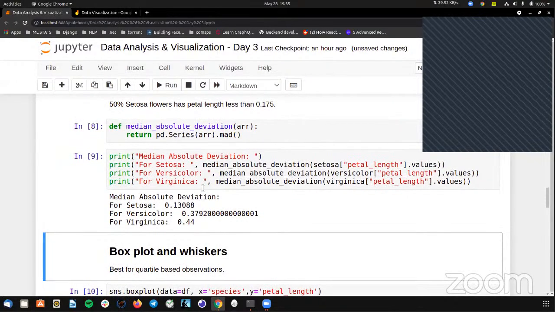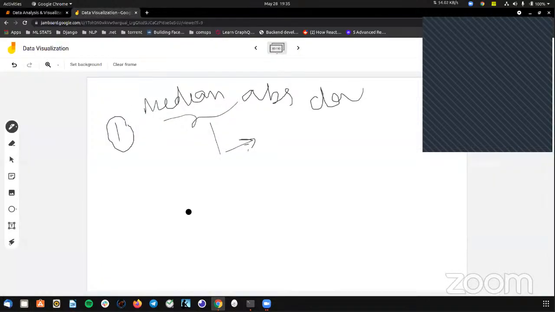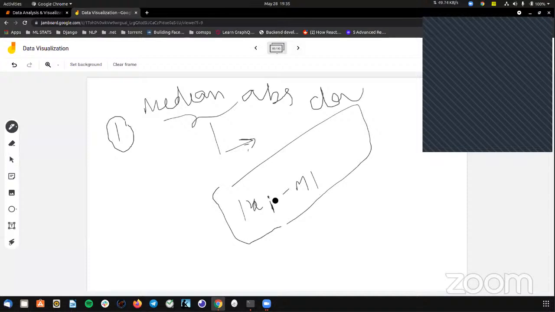So can anyone tell me in the chat box what exactly the 0.13 centimeter is telling us? Let's say I write here the median absolute deviation will be the absolute value of xi minus the median, for every ith value. Just assume this is xi and this is the median. So can anyone tell me what exactly must be happening here? It is deviated with respect to the median. Absolutely, this is the simplest explanation.